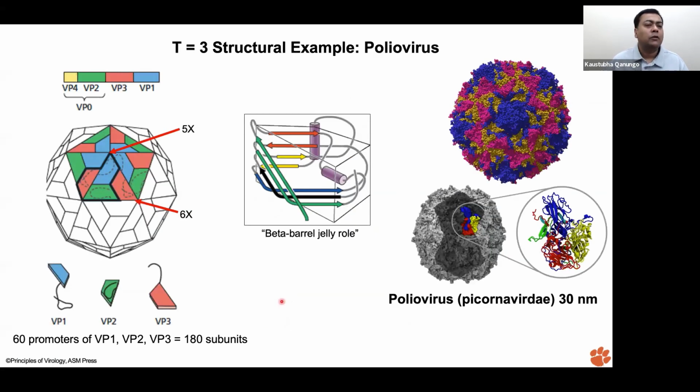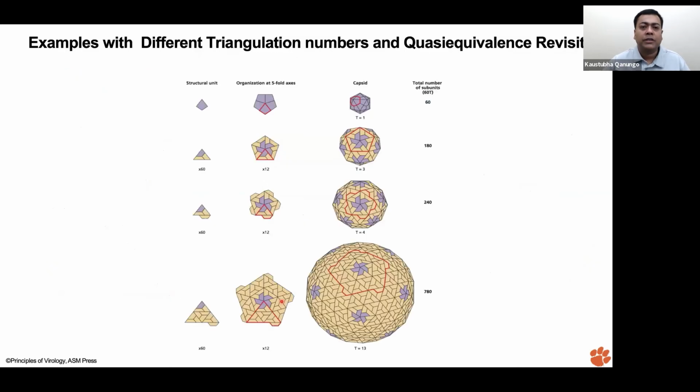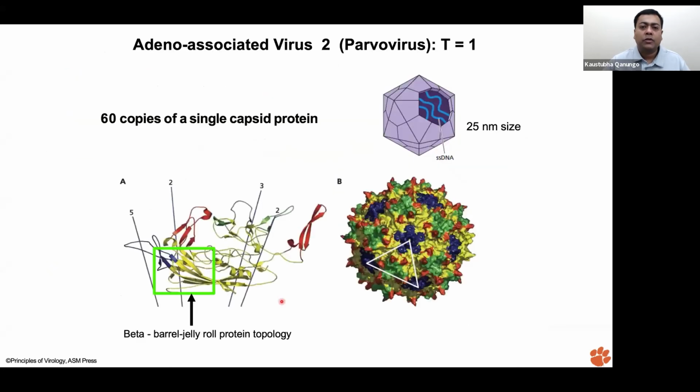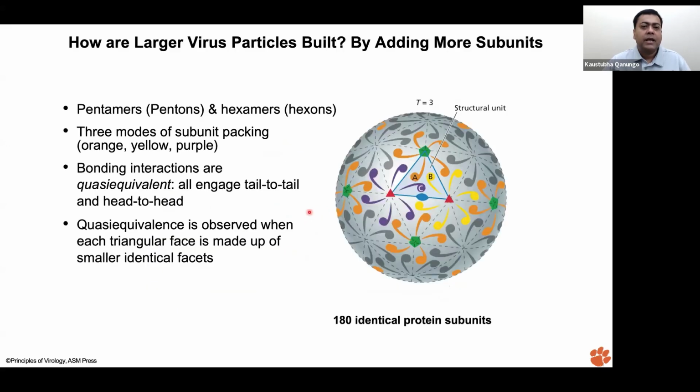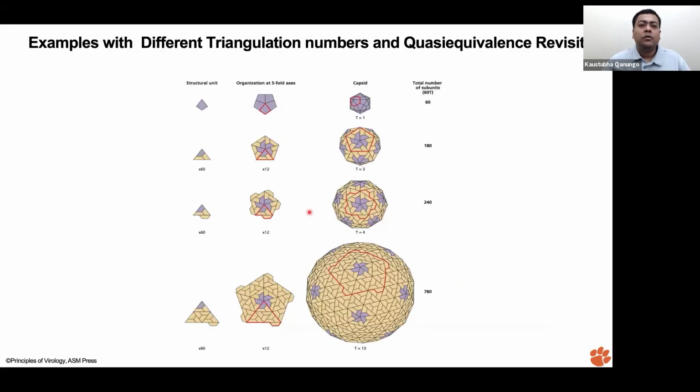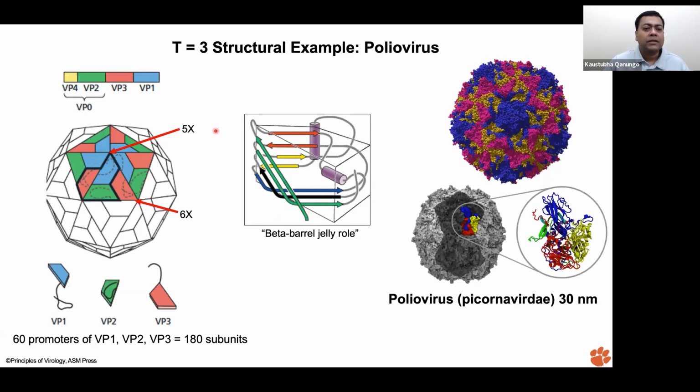So here we are looking at one of the examples, which we call a T equal to 3 structure. We looked at the T equal to 1 structure, so now you understand what the T equal to 1 structure is, right here in the parvovirus. Here we are looking at the T equal to 3 structure, which is the poliovirus. Why is it so? You can easily see that it is made up of 3 proteins, VP1, 2, and 3. And right here is one structural unit, and you have these 3 proteins right here.